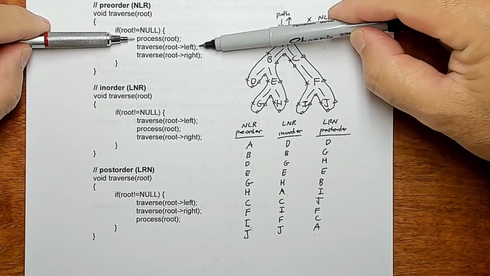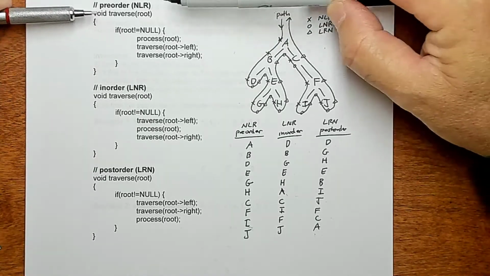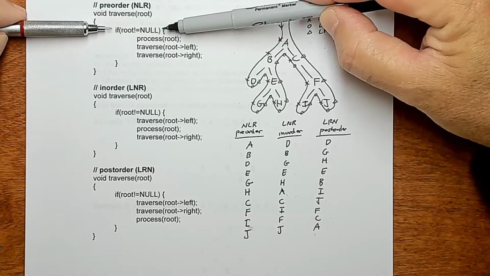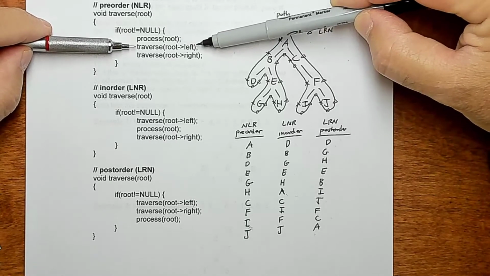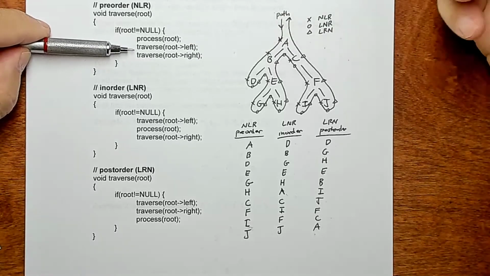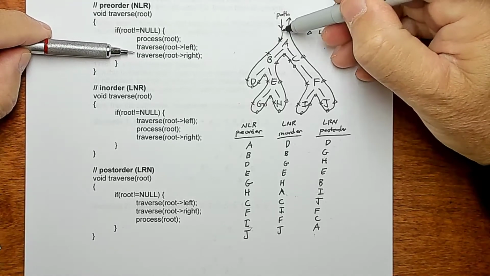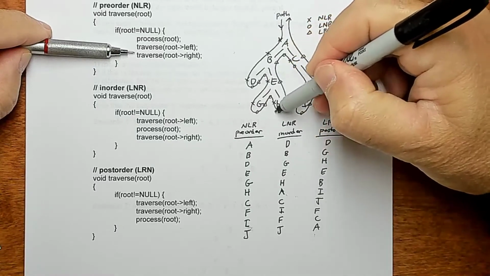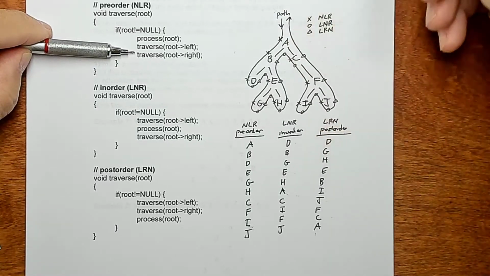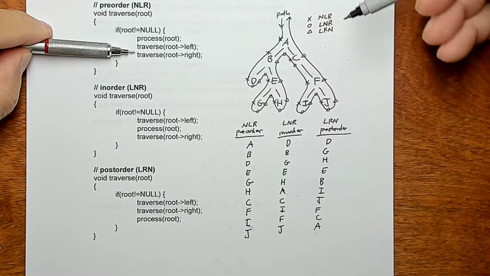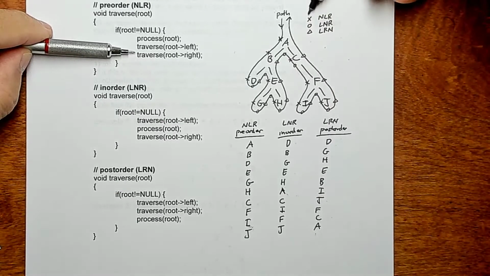That's reflected in the code here. This traverse algorithm, you call it on A, it's going to process A, and then it's going to process the left subtree and the right subtree. We can walk through this, and that's what this path is trying to show here. The output comes off in different orders, and I'm trying to show that with this little legend right here. The X's are NLR, the O's are L and R, and the triangles are the other one.